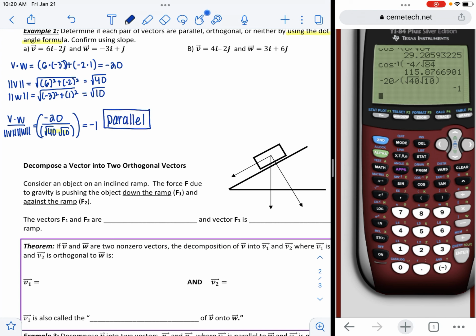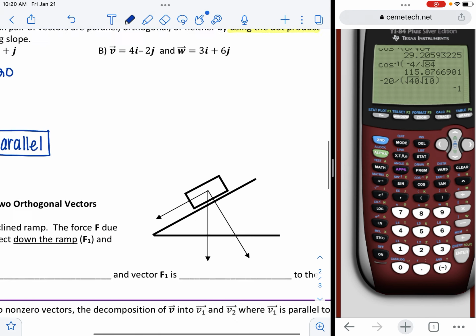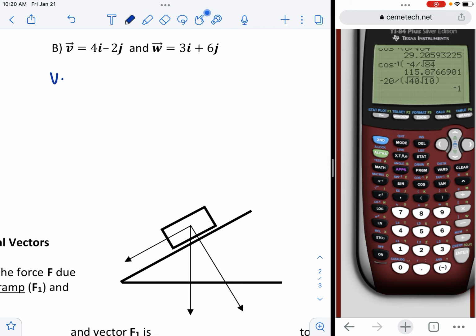All right, now let's do the other one, and then we'll show it using slope too. Okay, so dot product first, v dot w. So I have 4 times 3 plus negative 2 times 6. That's 12 minus 12, which is 0. This one's done. The dot product is 0. These are orthogonal.